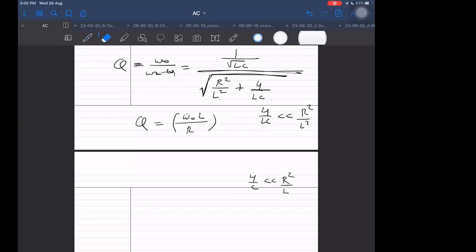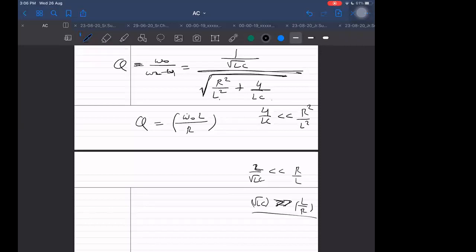Or let me write it in another way. 2 by root of LC is very, very less as compared to R by L. Or root LC is very, very large as compared to L by R. Something like that we are getting. Then only it will happen. Okay.